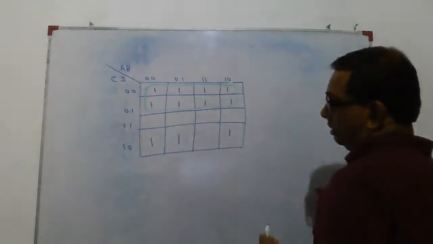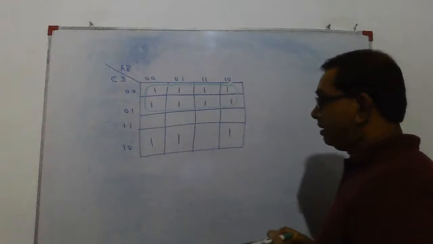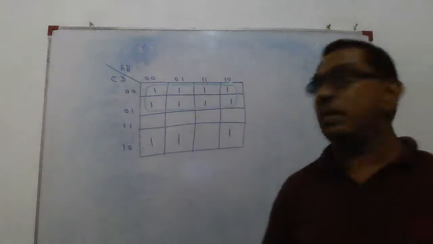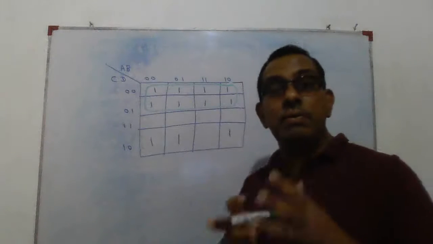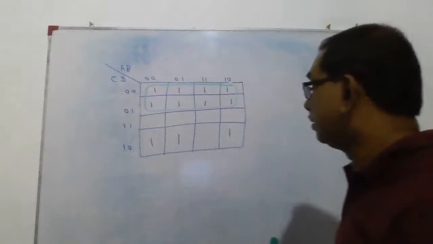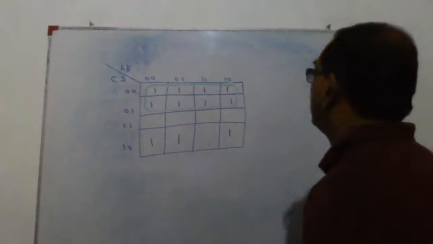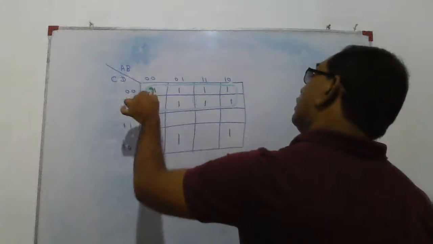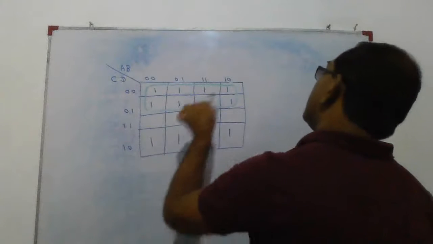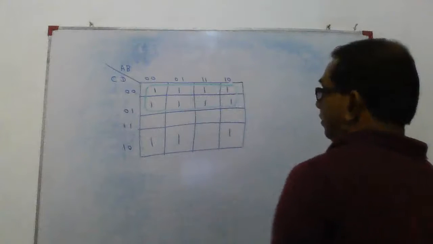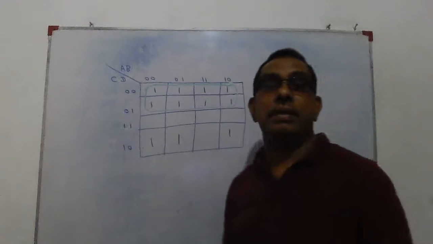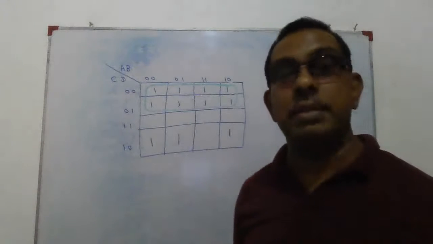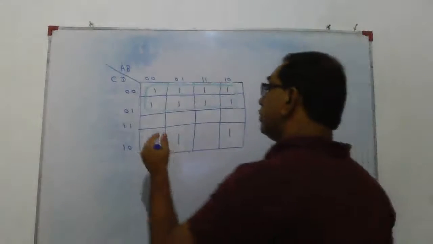Okay. So after that, what are the other possibilities? Here you have to be careful with the groups because there are some situations. See, one here, second one here, third one here, fourth one here. Can we take a 4 cells group? Yes, we have the ability. So we go for another group.